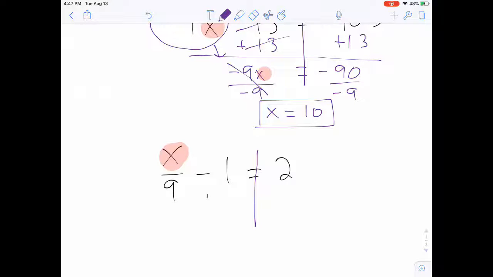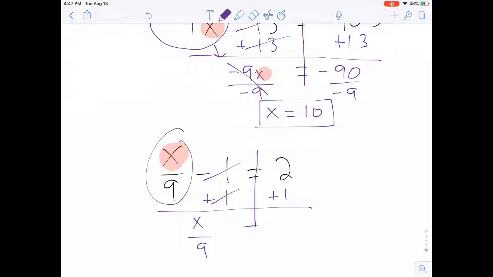The opposite of subtracting 1 is adding 1. Again, I would add 1 to both sides. Remember to bring down the x divided by 9. Negative 1 plus 1 cancels out or equals 0. 2 plus 1 is 3.